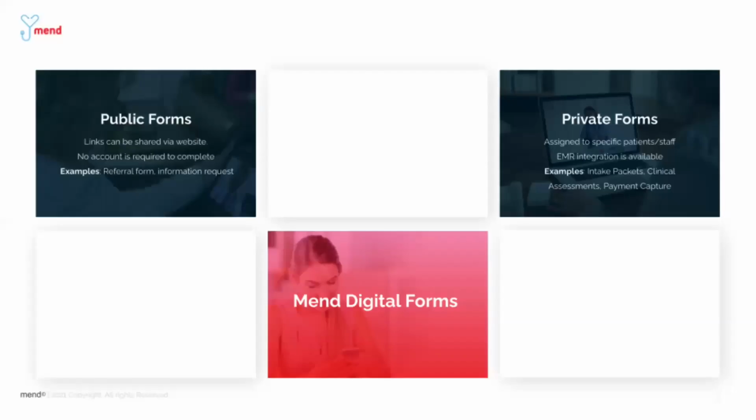Mend digital forms fall into two broad categories: public forms and private forms. Public forms are anonymous, meaning whomever is filling them out doesn't need to be a current patient or a member of staff. Form links can be made available on your website, social media platform, or simply with a QR code on a flyer. Want an external referral form or a way to let a potential client request more information after a recent community event? This is your solution.